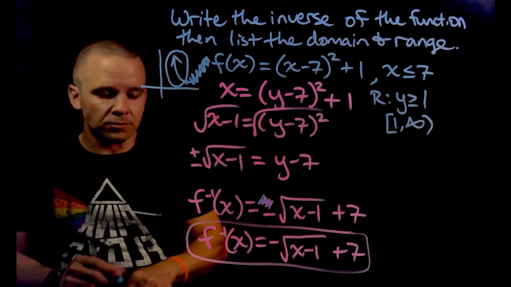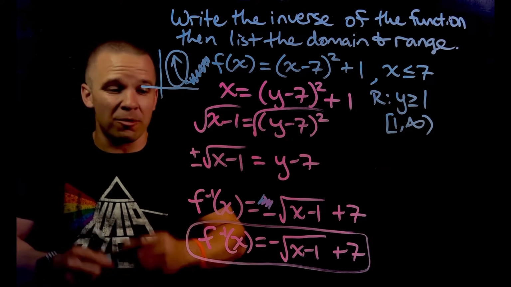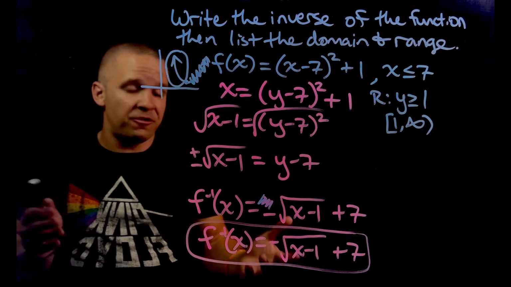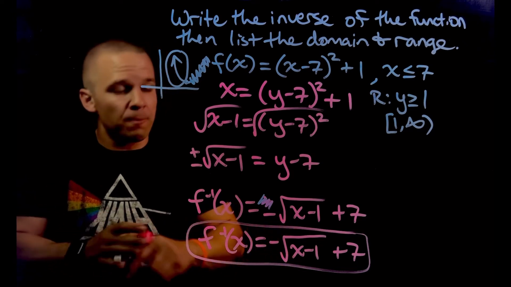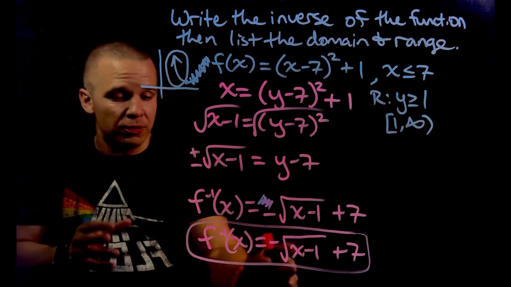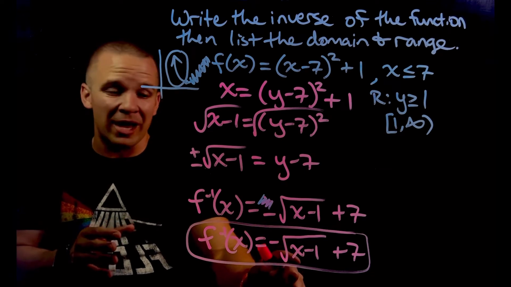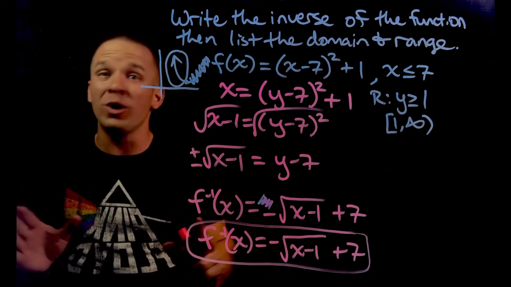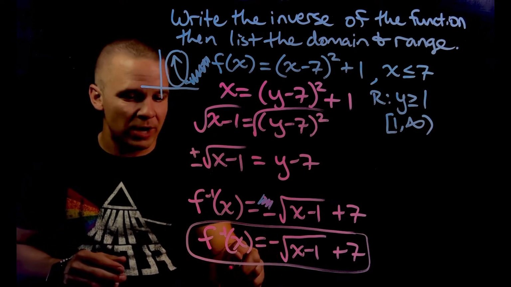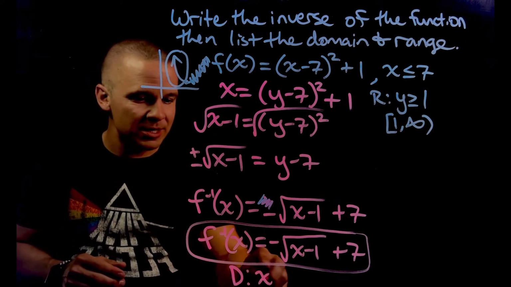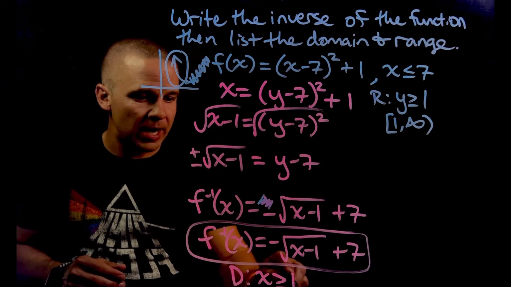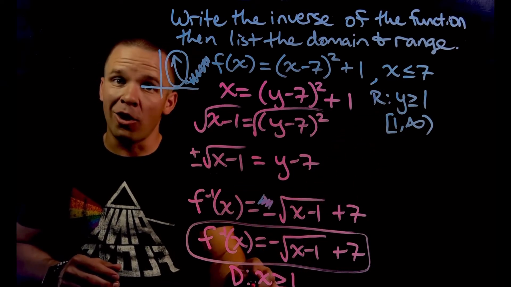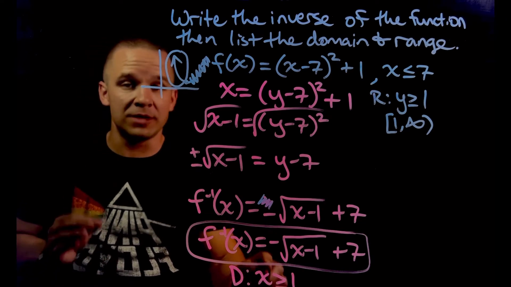Down here, we can think, hey, my domain and range just swap, right? But we can also look at this and figure it out. For this one here, I know x needs to be greater than or equal to 1, because if I'm lower than that, I'm going to get negatives inside my radical. We don't want that. So my domain is x is greater than or equal to positive 1. Hey, look at that. It was y is greater than or equal to 1. That is pretty dope.